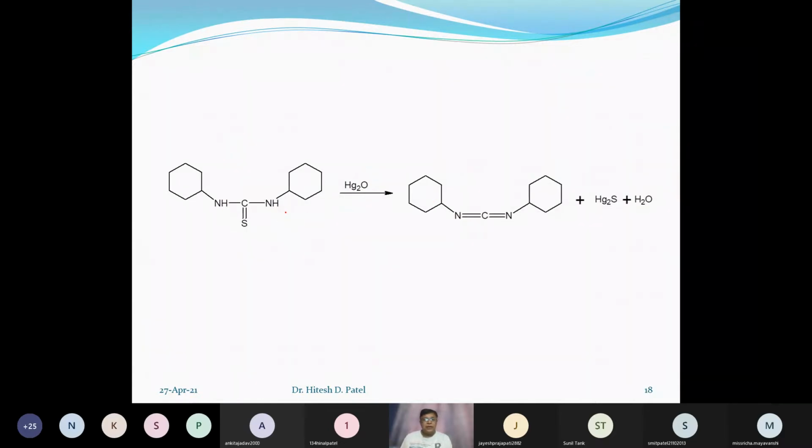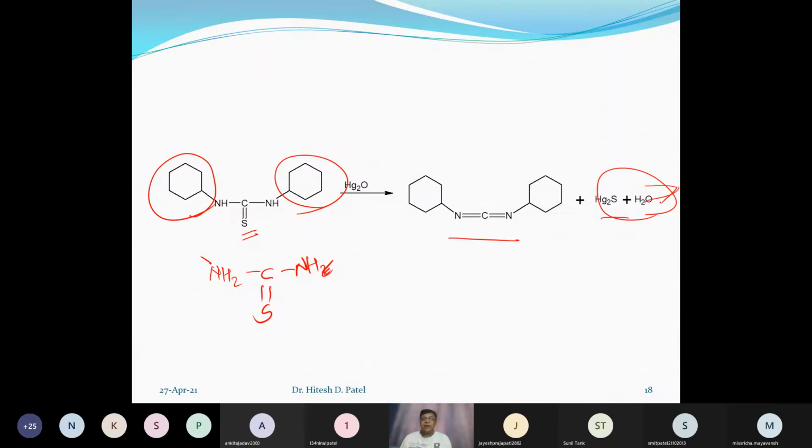If you have a thiourea based derivative, meaning instead of oxygen you have sulfur, this is called a thiourea based derivative, because we can write the structure of thiourea in this form. This is the structure of thiourea. Here one hydrogen is replaced by these rings, so it is called a thiourea based derivative. This compound by treatment with mercury oxide we will convert into DCC. Here H2S will form, and we can remove it by using a specific method. So these are the three methods by which we can prepare DCC.